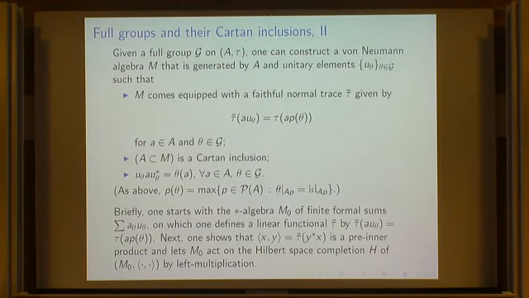And then you let M0 act on itself by left multiplication, and that extends to an action on this Hilbert space completion, coming from this inner product. And then you close M0 to get M out. So the tricky thing is showing that A is actually a maximal abelian subalgebra. Otherwise, it's pretty straightforward.